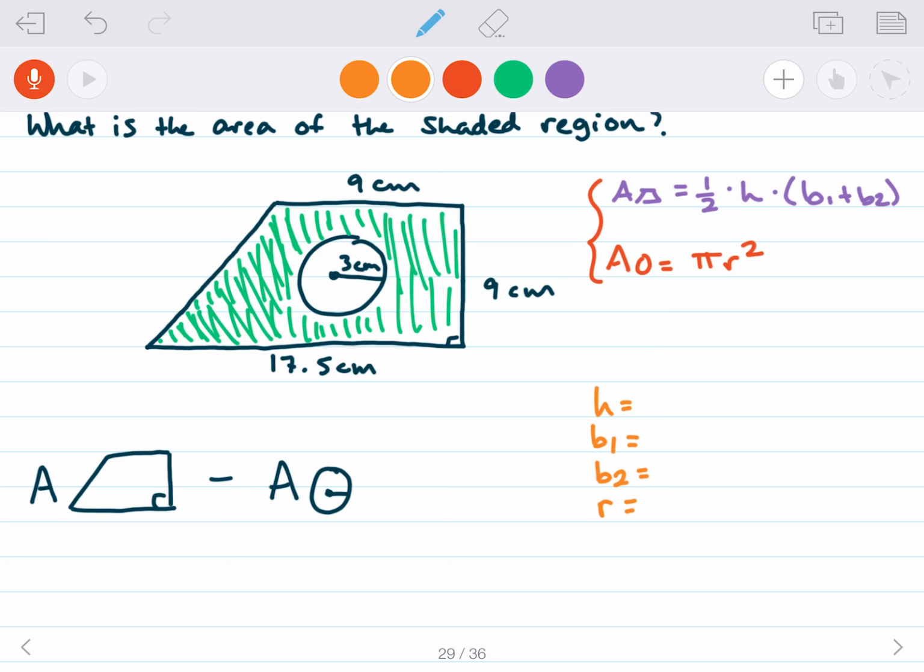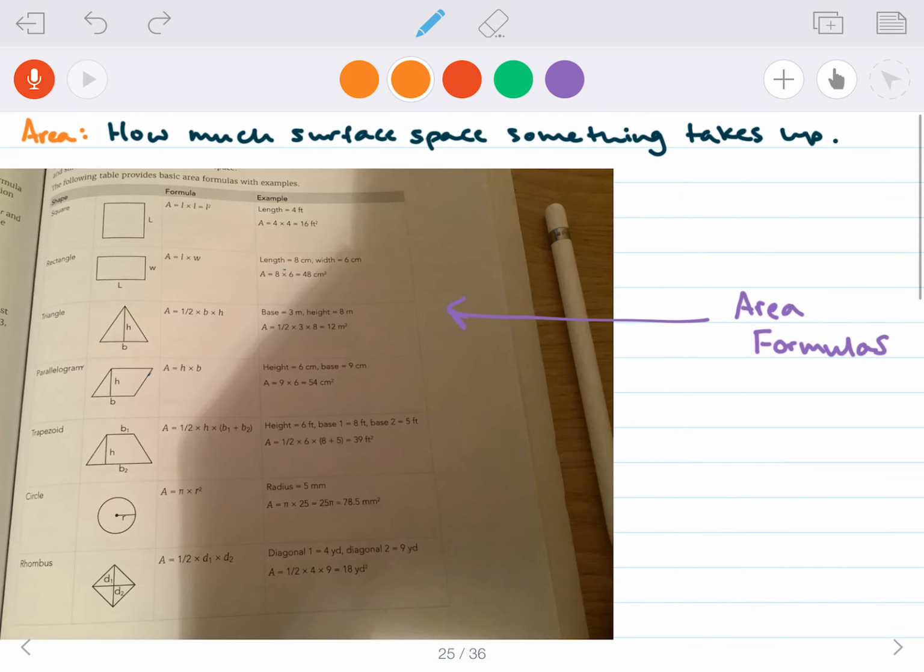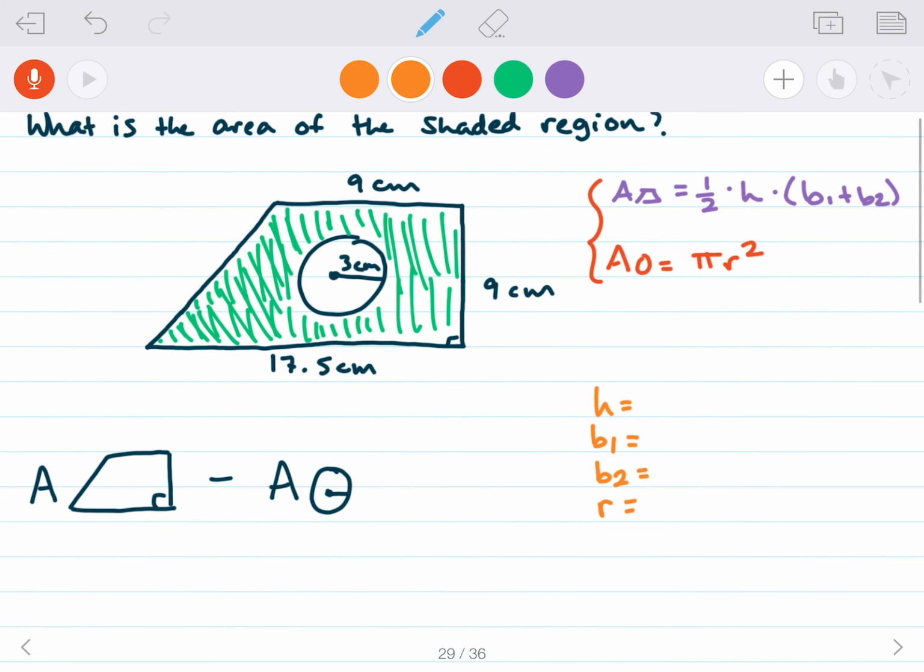Okay, so our base 1, I don't remember, did they call the top one? It doesn't matter, but okay, they called the top one B1. I just want to be consistent with what they have in the picture there. So B1 is 9, B2 is this bottom base which is 17.5, and our height of this trapezoid is 9 centimeters. Meanwhile, the radius of our circle here is 3 centimeters, so it's going to be 3.